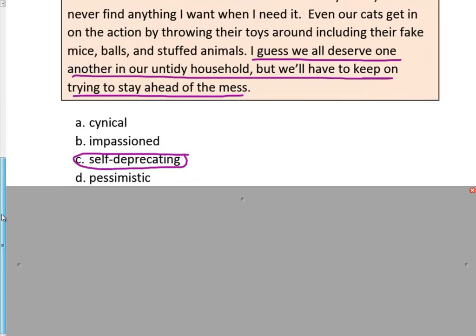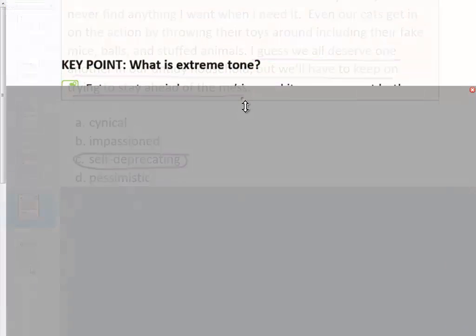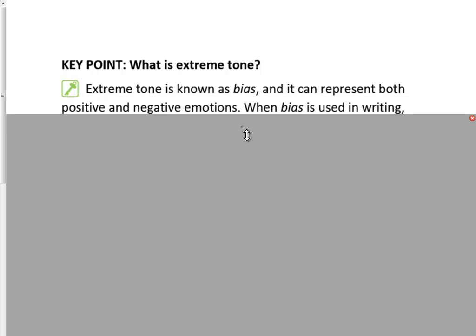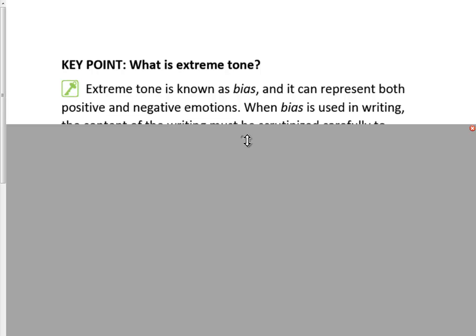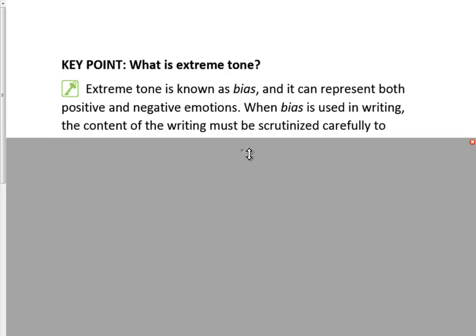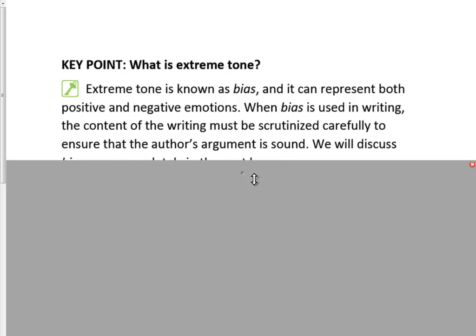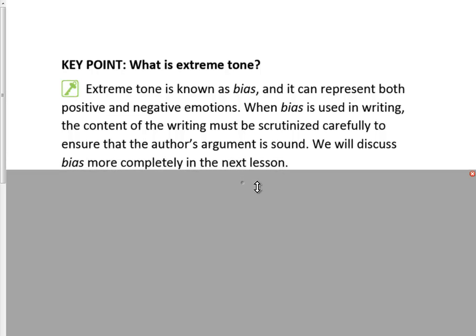Okay, let's just take a look at one more idea here. What is extreme tone? Extreme tone is known as bias, and it can represent both positive and negative emotions. When bias is used in writing, the content of the writing must be scrutinized very carefully to ensure that the author's argument is sound. We will discuss bias more completely in the next lesson.